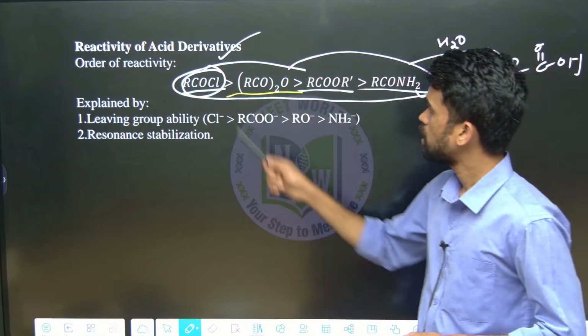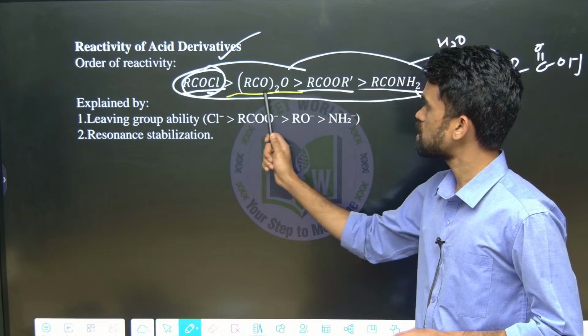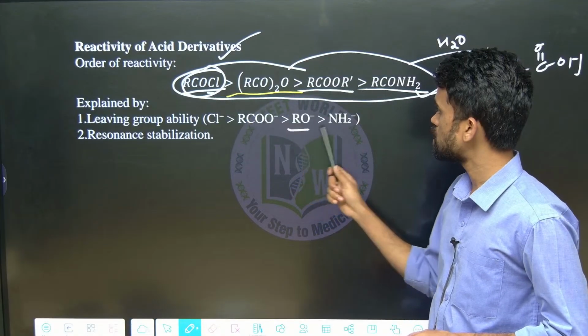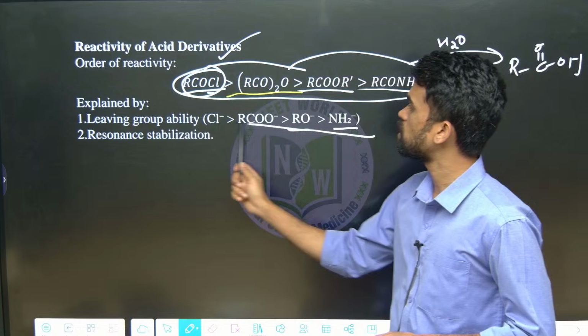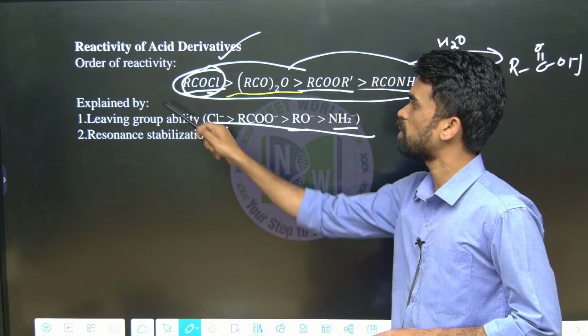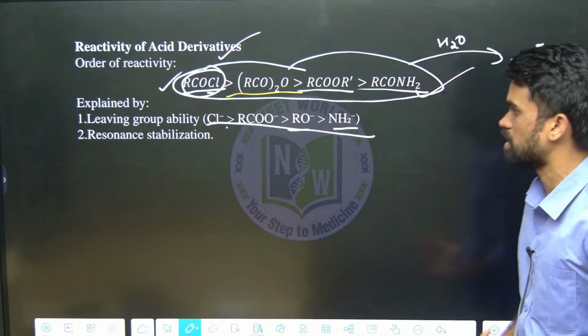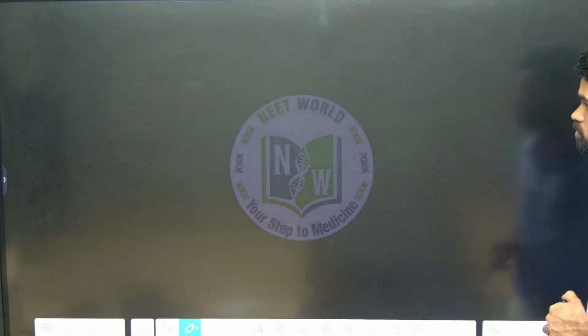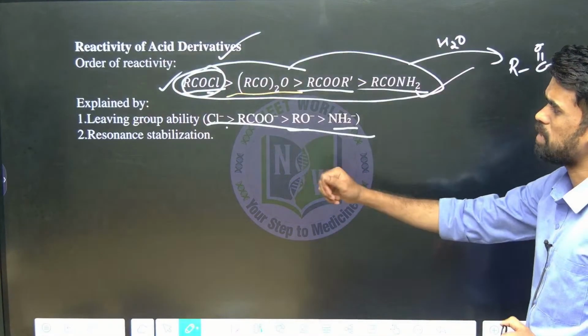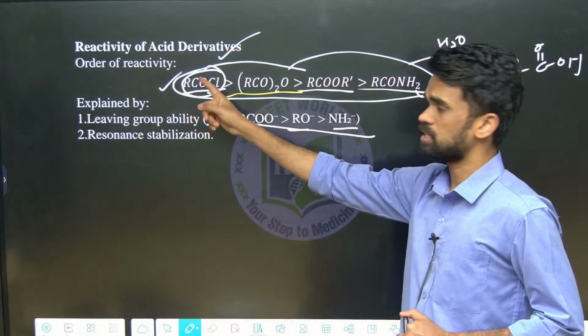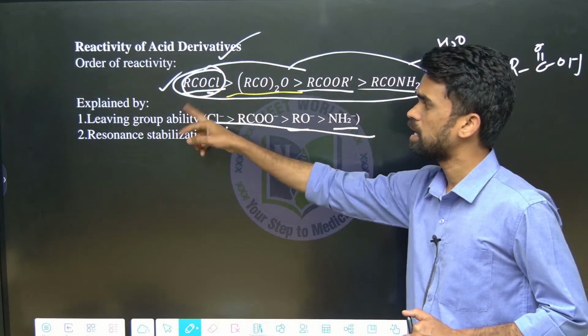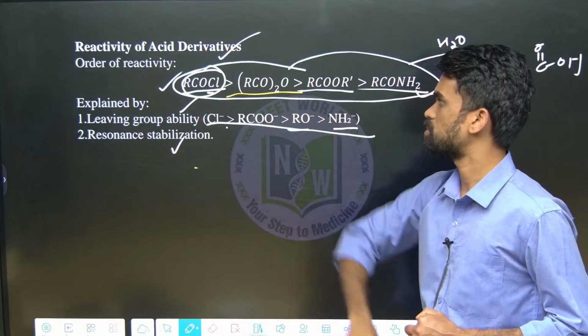Now if you see, here chloride is there, here carboxylate is there, here alkoxide ion is there, and amide is there. So this is the leaving group ability. Based on leaving group ability, you can decide their reactivity order. The second factor is resonance stabilization. This order of reactivity is explained by two factors: leaving group ability and resonance stabilization.